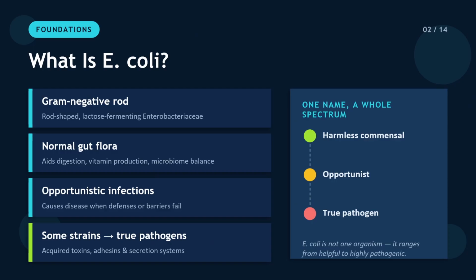Most E. coli strains are harmless commensals living in the gut. They help with digestion, vitamin production, and maintaining a healthy microbiome. But certain strains have acquired virulence factors, toxins, adhesins, secretion systems that turn them into true pathogens. These are the pathotypes we care about clinically. So the key message is E. coli is not one organism, it's a whole spectrum, from harmless to highly pathogenic.